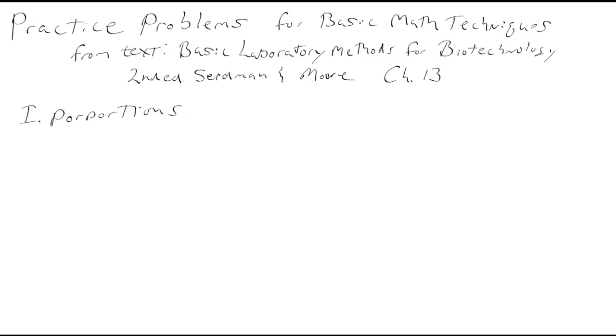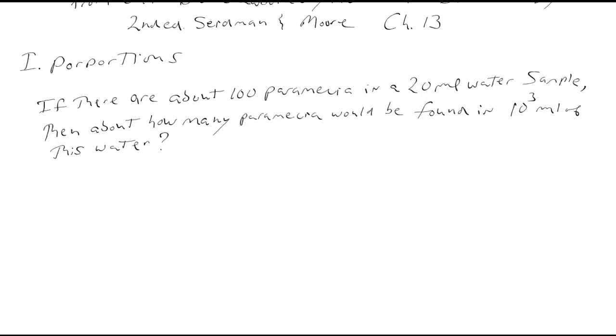You see here I'm calling these practice problems for basic math techniques. These practice problems are from your text, The Basic Laboratory Methods for Biotechnology, second edition by Seidman and Moore, from chapter 13. And the first problems, the example problems we're going to look at, are proportions. So on page 232 we have this problem.